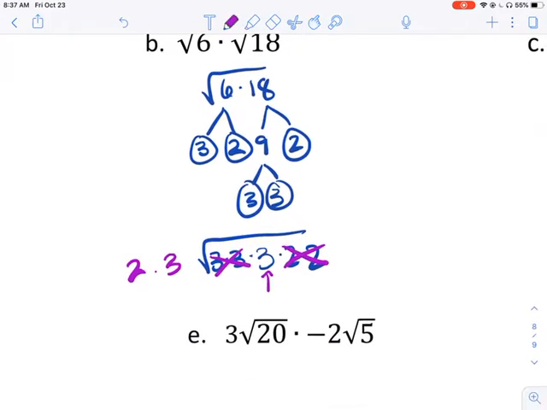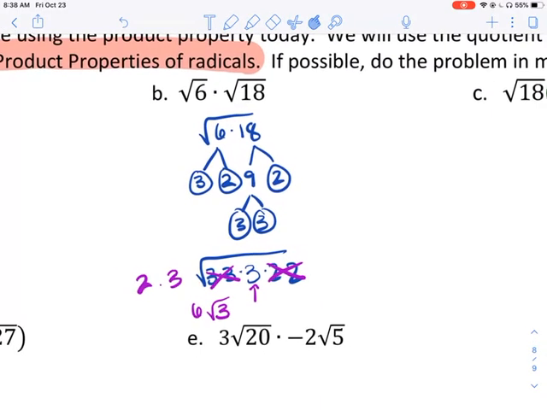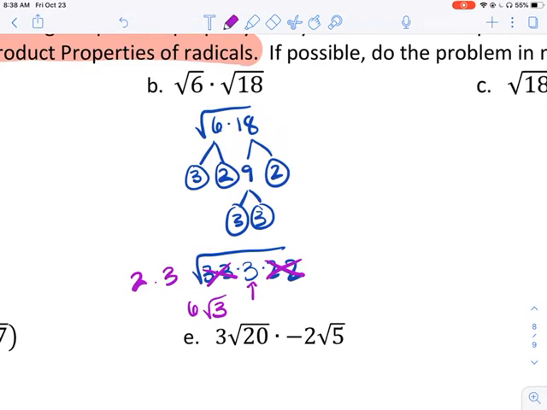Now what I have left is 2 times 3, which is 6, and on the inside I have 3. Well, that was pretty easy. You might not have even seen the first step, but you can tell that we multiplied the numbers together first. Let's check to see if we got the right answer in our calculator. You should be able to get the same decimal for both your answer and the original problem.